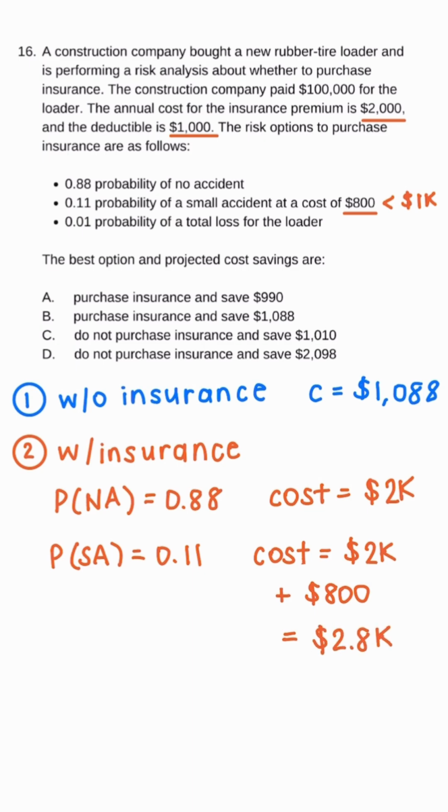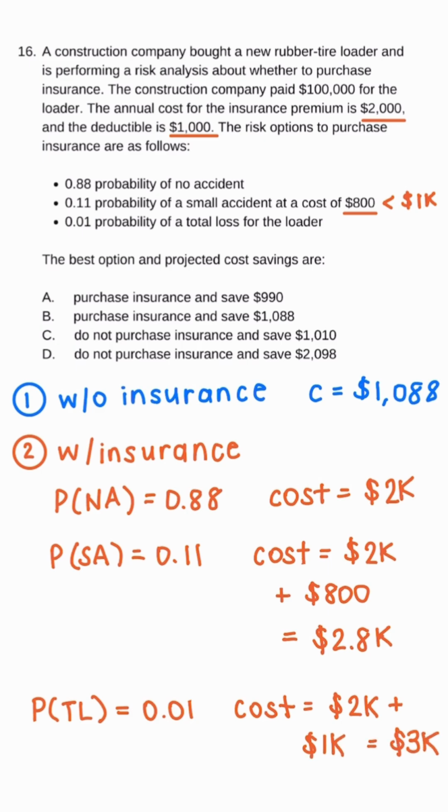Insurance is really helpful if there is a total loss for the loader because you only have to pay the insurance premium plus the deductible, and insurance is going to cover the rest. So the cost of a total loss of the loader is going to be $2,000 plus $1,000, which is $3,000.